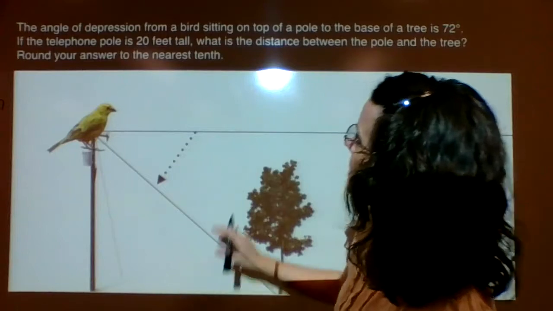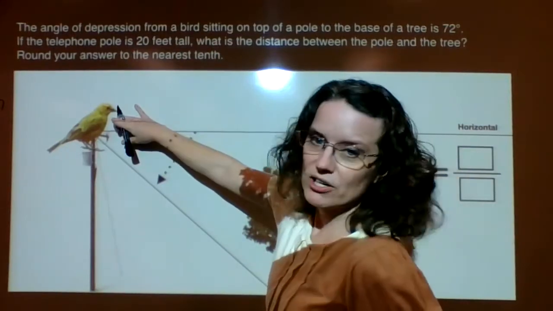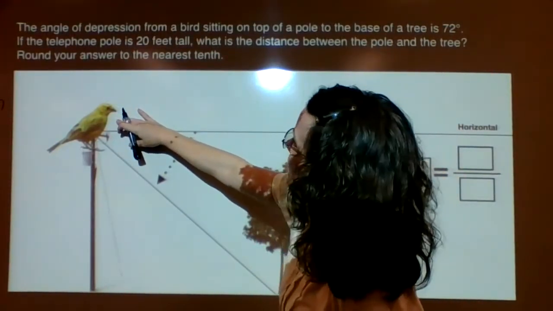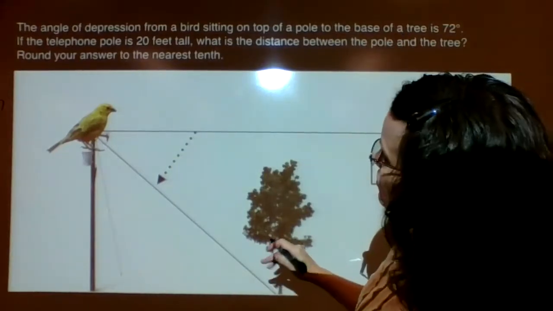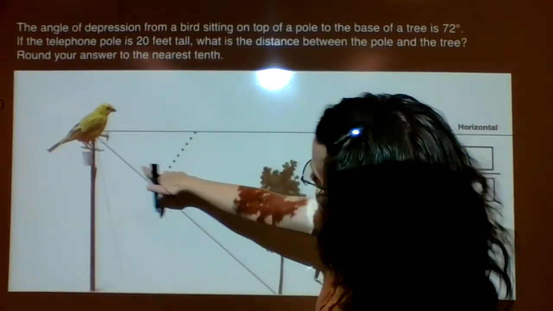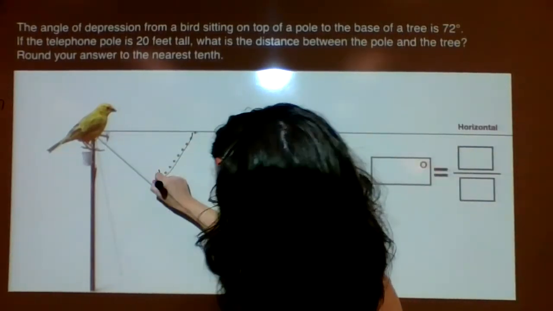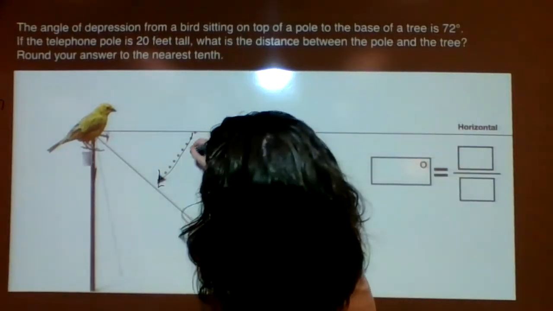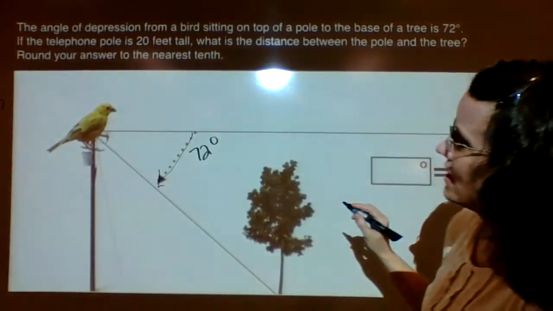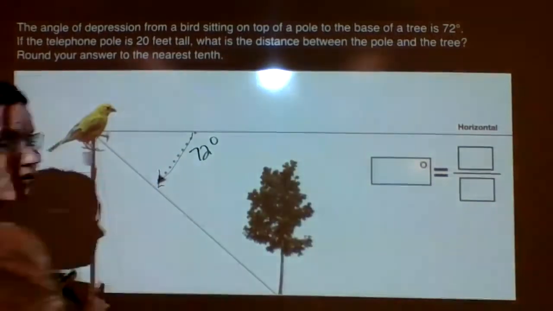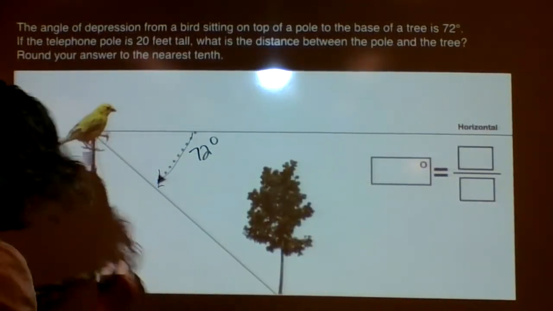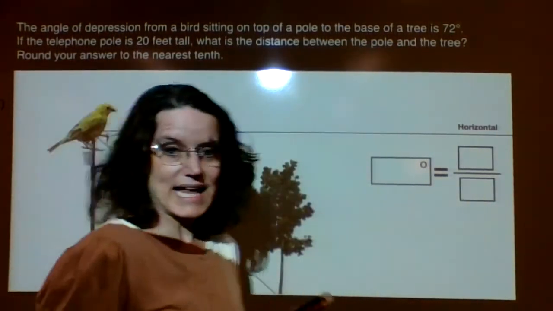So you go, okay, the angle of depression from this bird sitting on top of the telephone pole is 72 degrees. So the top of the pole to the base of the tree, this depression angle goes down, and it's 72 degrees. Okay? The telephone pole, we're going to assume it's vertical, straight up and down, so it should make a right angle.